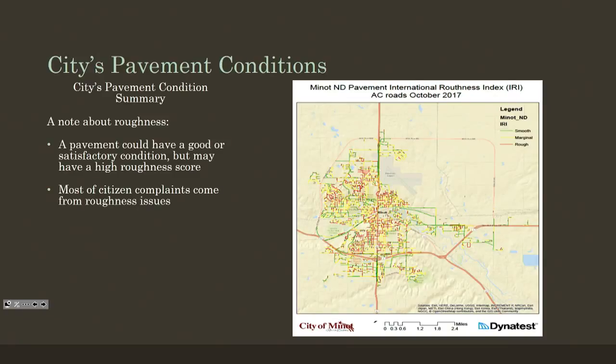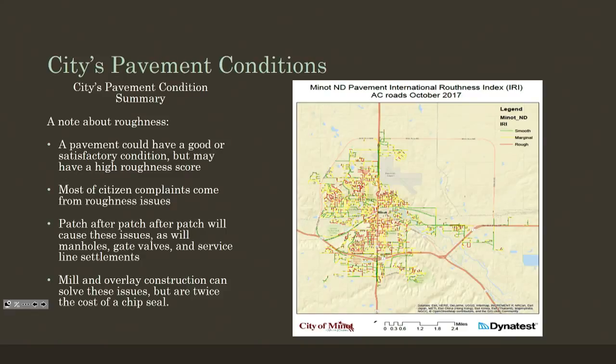And you can kind of see by this map here, it's a little bit hard to see, but I'll show you some tools later that'll help us with that. There's not a lot of green on this map. Yellow is a marginal condition and red is rough, so you can see that a lot of our network is rough or marginal when it comes to ride quality, but the actual pavement condition might be satisfactory or okay.